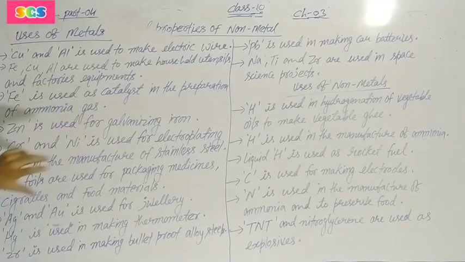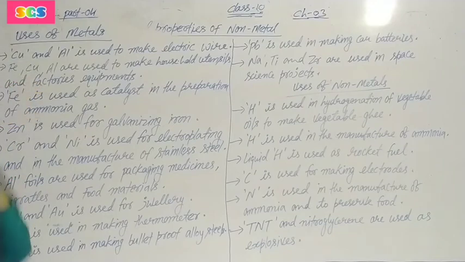After then, factory equipments like several types of equipments like machines, generator, knife, so many things are there which are used in industries as equipments, and they are made from what? Iron, copper, aluminium, these things.